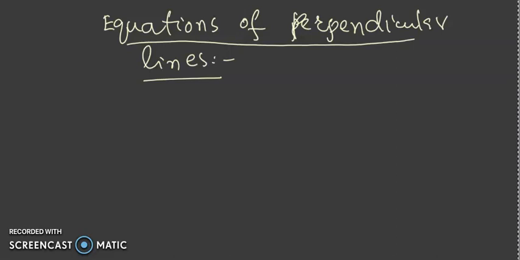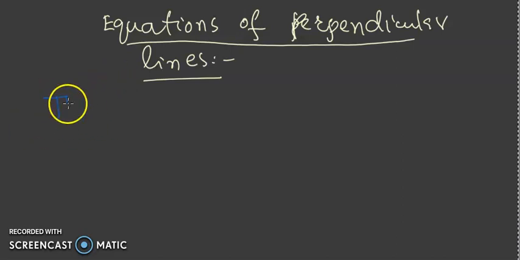So what are two perpendicular lines? Conventionally, traditionally, we define that two lines are perpendicular if the angle between them is 90 degrees. But in terms of slopes, when we define it, we need to take care of the lines being non-vertical, because for vertical lines the slopes are not defined.